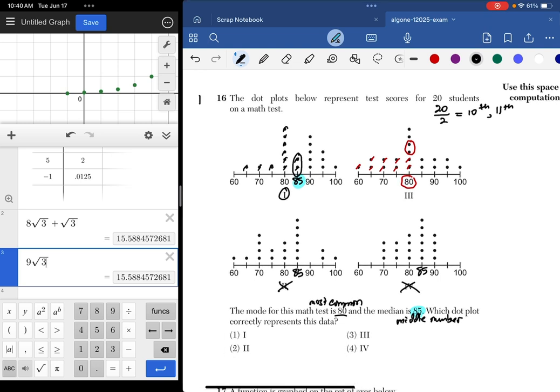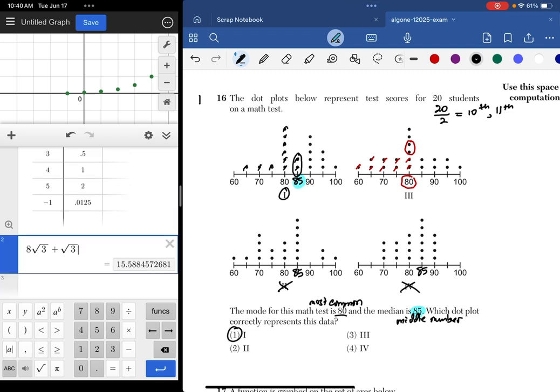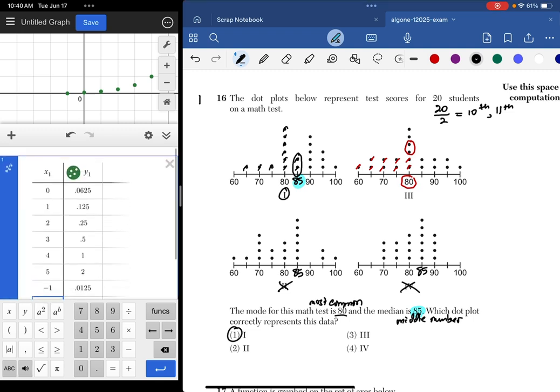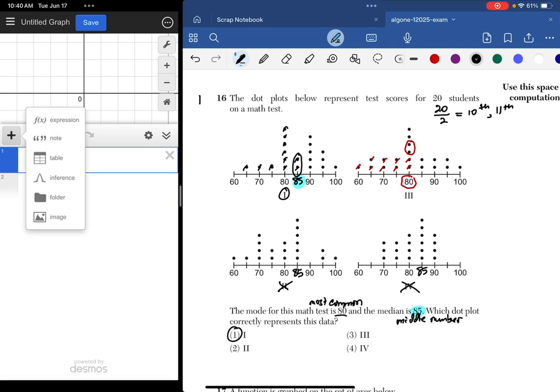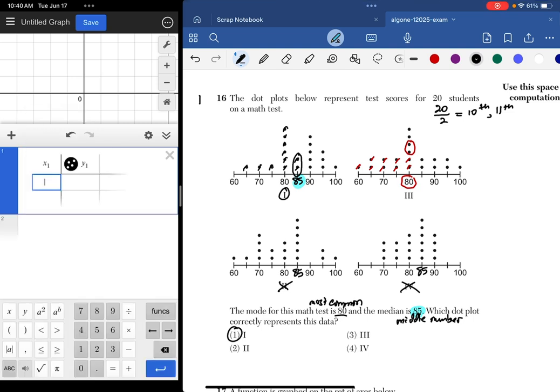I'm going to take a second here and show you the brute force approach, which, like some of the other techniques I showed you, is in case of emergency. This one really would be, because I would have to create a graph or do a calculation for each one of these. But what I could do is type in, I'm just going to look at choice one, 65, 70, 75.